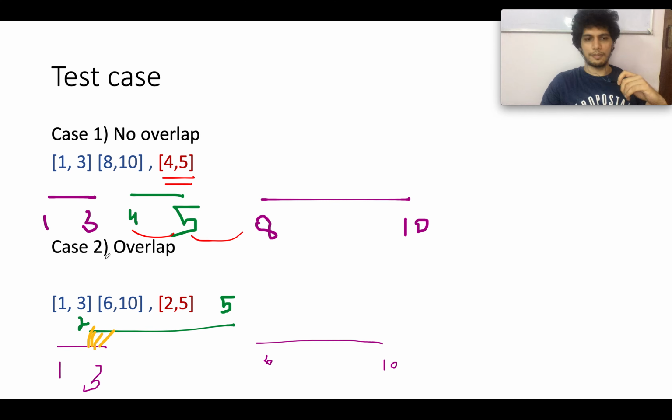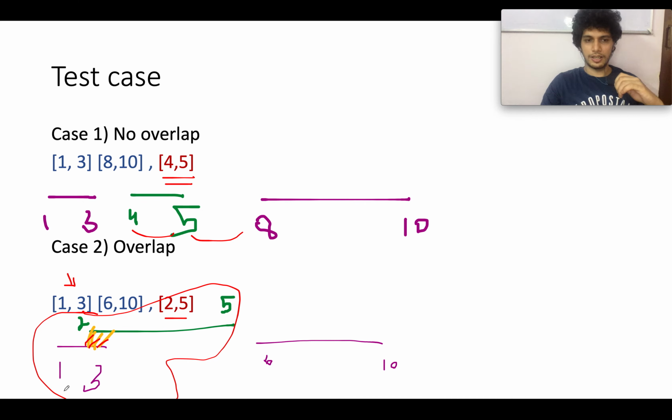Let's talk about the overlapping case now. So 1 3, 6 10, and 2 5. You iterate through the list, you plot 1 3, and then comes 2 5. You check whether it is being overlapped with 2 5 or not. You see there's an overlapping case which is highlighted in yellow orange, and as soon as you identify an interval where overlapping or merging has to happen, you merge that interval.